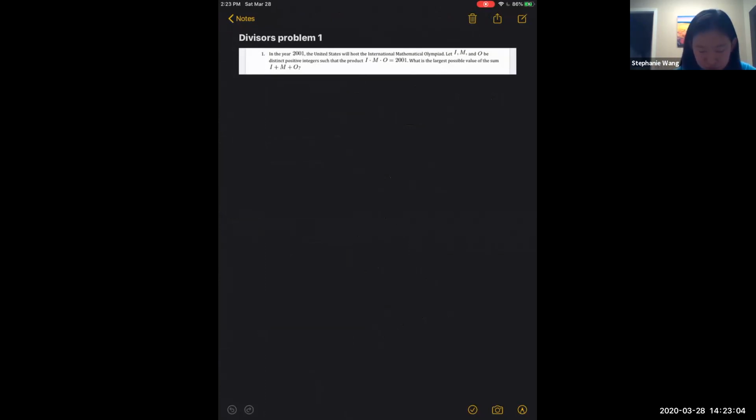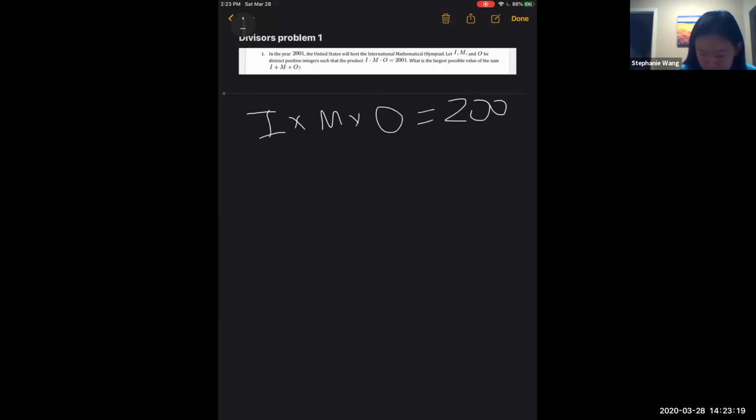Okay, so it says that we want to maximize the sum of three factors of 2001. So we know that I times M times O is going to be 2001. As I said earlier, you don't have to prime factorize this first, but think about it. If you're trying to maximize the sum, you want to make one of the numbers as big as possible. That's basically the strategy here.